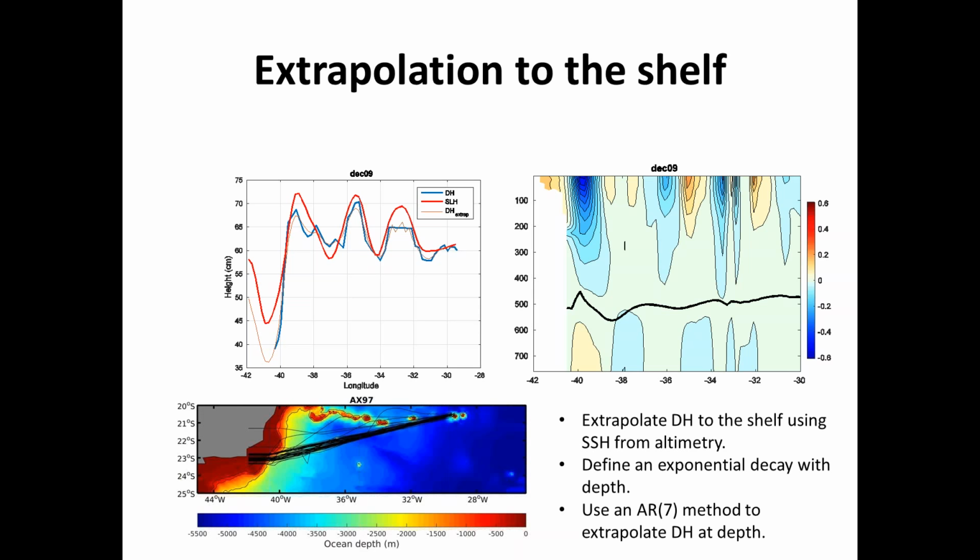Some of the sections in the AX97 generally stop around here, and then we extend all the way to the shore. Here is one of the sections that we extended. This section goes until 40, and we managed to estimate all the way to the shelf.